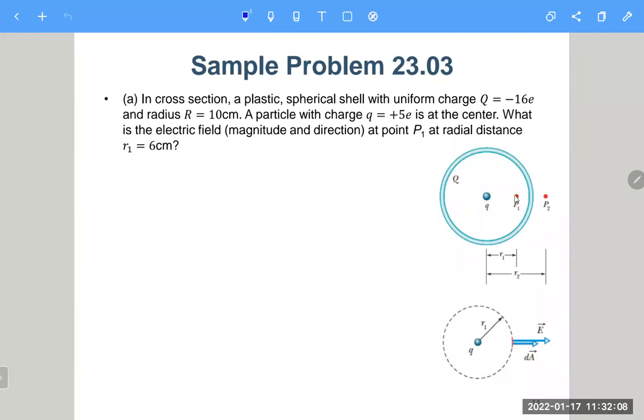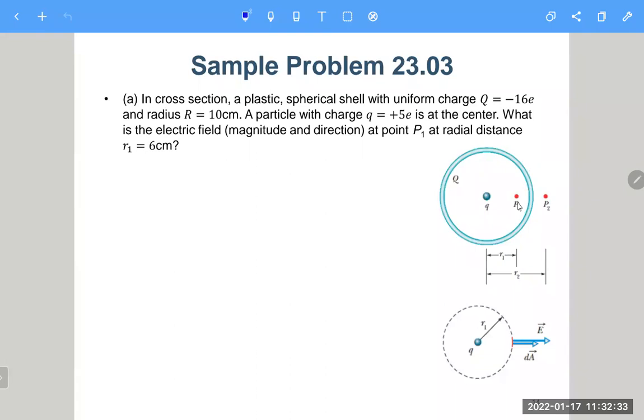This is P1. This is a sphere. Actually, it is in 3D, but if we draw it in 3D, then you cannot see what is inside. So this figure only shows the cross section for the sphere and also the charge. The charge is at the center, and we would like to find the E field at point P1.